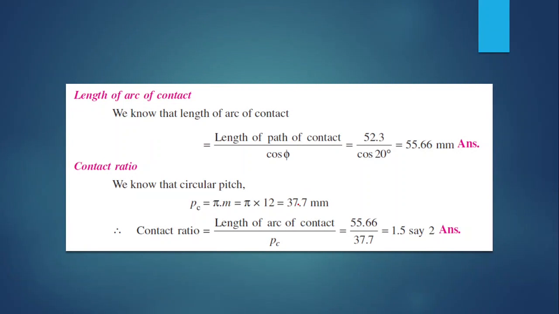We can substitute this value in the equation for contact ratio, then easily calculate this contact ratio as 1.5 or say 2. We can round up this value 1.5 as 2. That is the contact ratio.